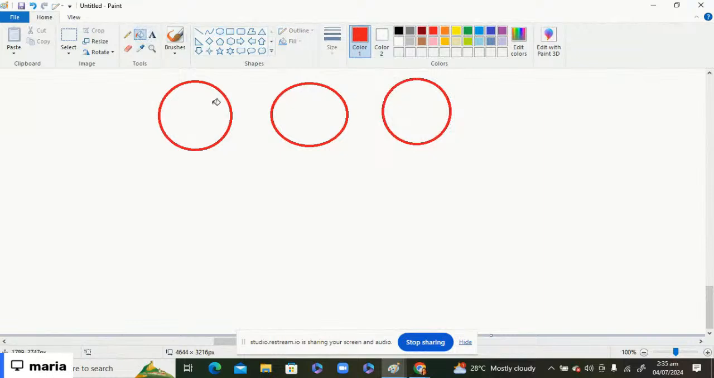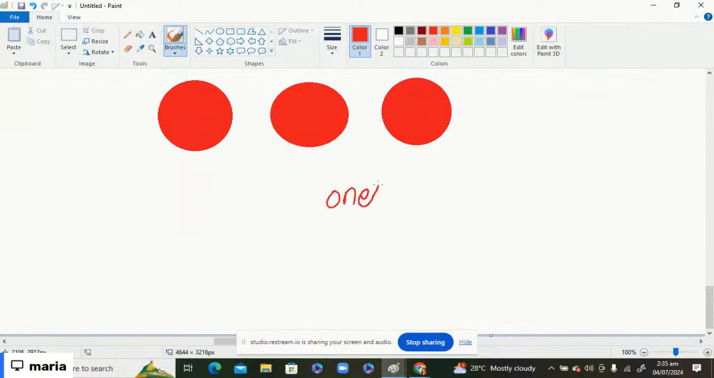Okay, and if I'm going to write it here, ones and tens, where do you put the 3? Under the ones place or under the tens place? Under the ones place. Why? It's 1, 2, 3. 3 is a single digit, so you're going to put 3 in the ones place.